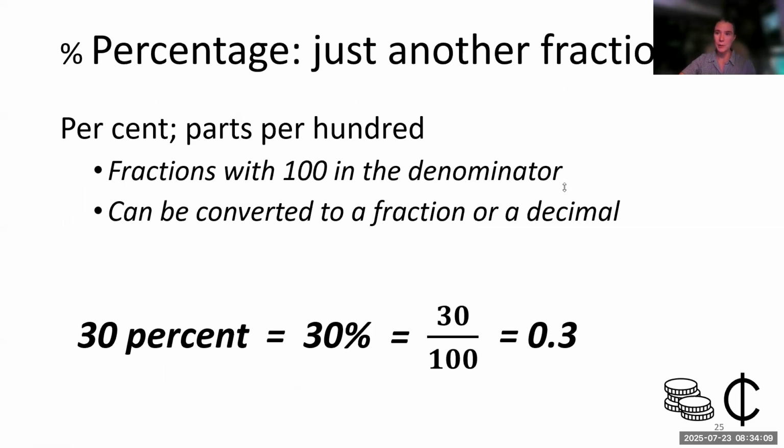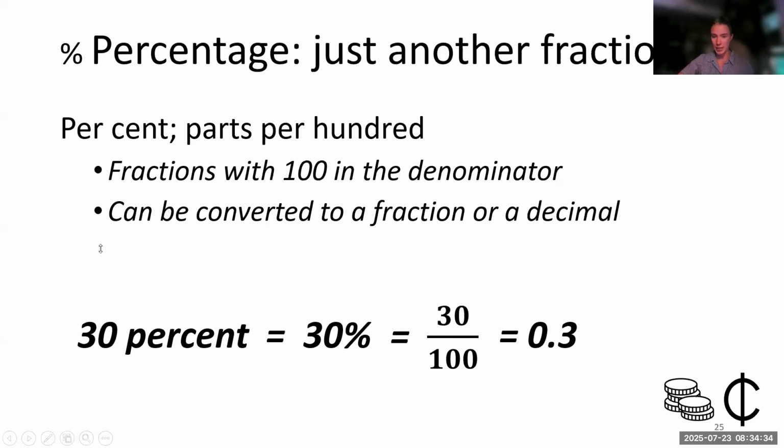So one way to think about percentage is that it's just another fraction. It's yet another way to represent a fraction. A percentage is percent, which also just is another way of saying parts per hundred. So these are all fractions with 100 in the denominator, or the lowest part of the fraction. And those can be converted to either a fraction or a decimal.